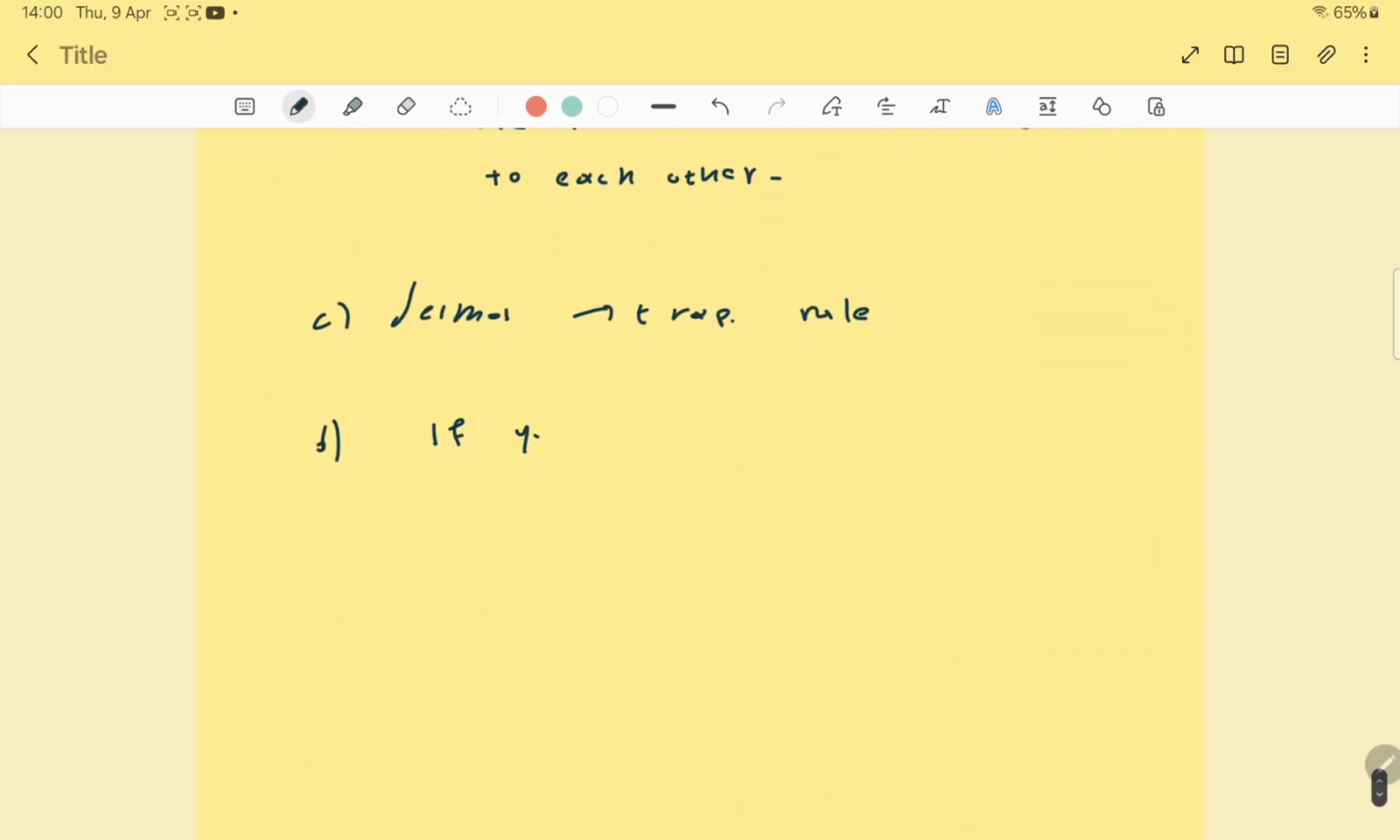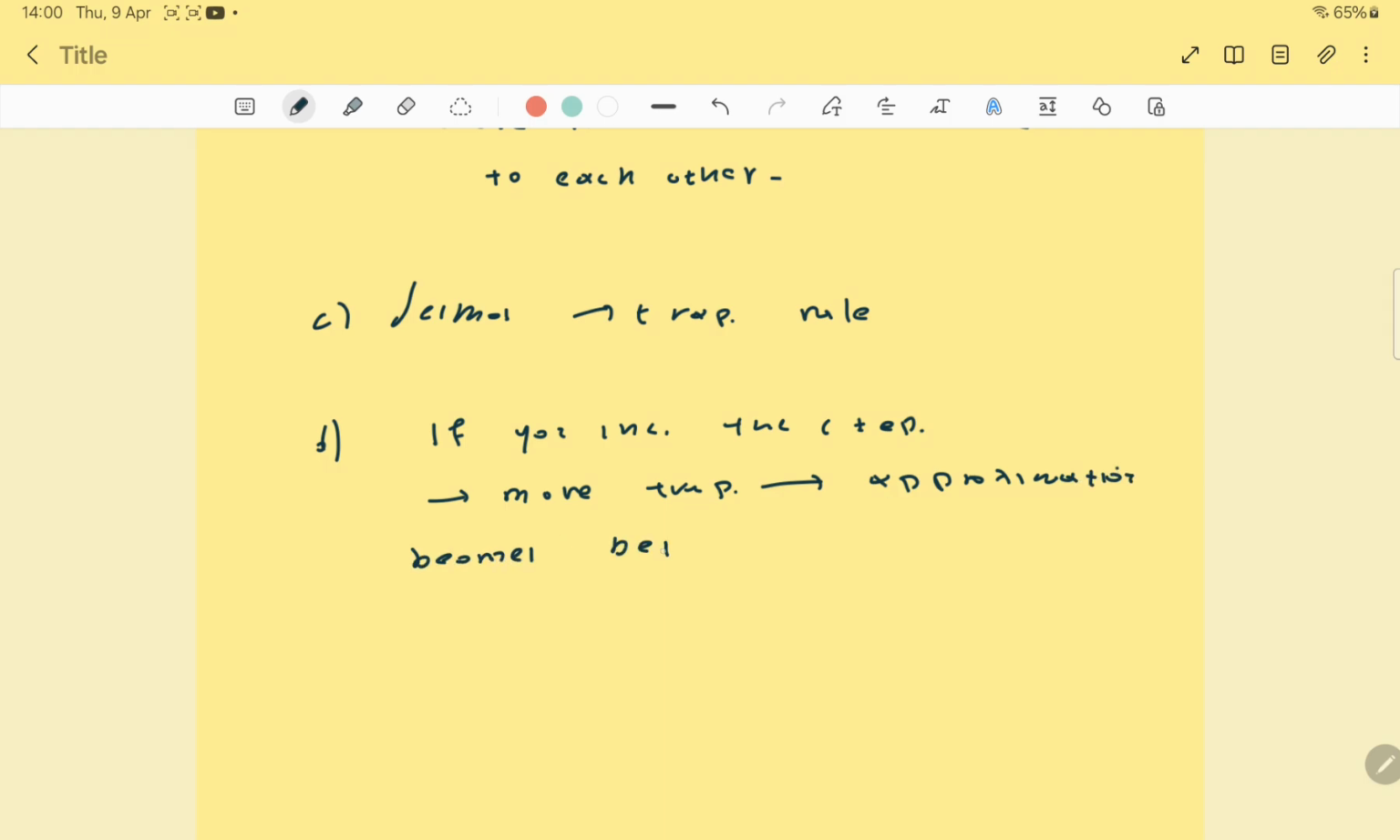And the last one, if you increase the step, it means that you use more trapezia, so the approximation becomes better. A smaller step size gives a better approximation using a numerical integration scheme.